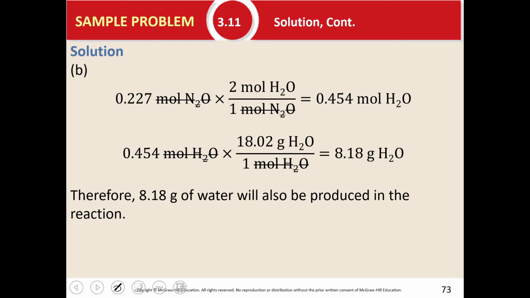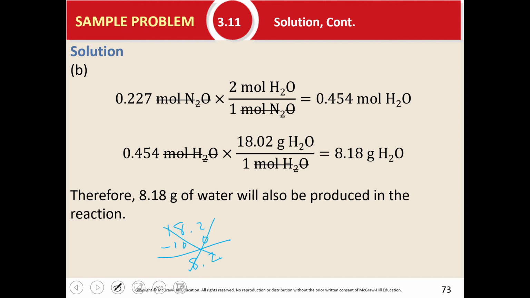Part B of this said, okay, now that you know how many grams of the ammonium nitrate you had to start with, and you know that from that amount you got 10 grams of the dinitrogen monoxide, how many grams of water did you get? Remember conservation of mass. And no, we cannot just subtract. You cannot just say 18.2 minus 10.